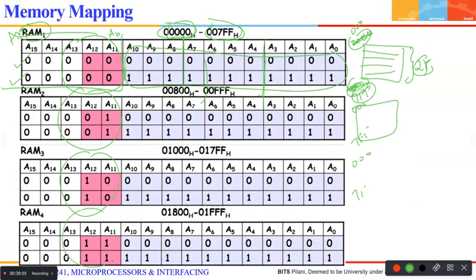See, can I give this as the input A, B, C? Yes. I can give this input as A, B, C, right? Yes or no? So I can give this input as A, B, C to the decoder logic, so that a particular output line will be active low and that is connected to chip select of the memory. Right? Fine. Can you continue this from the next class?